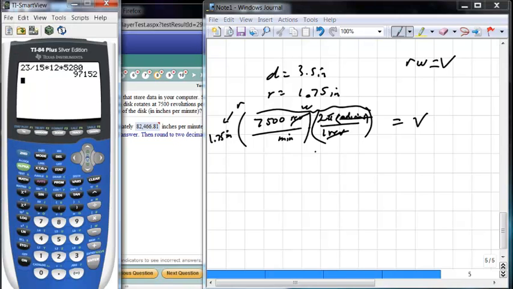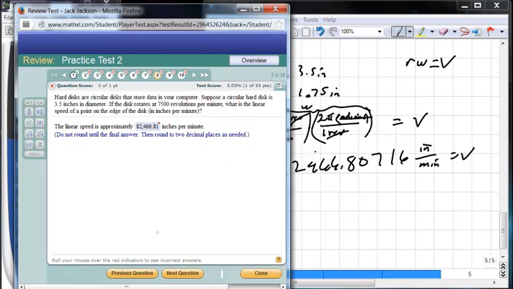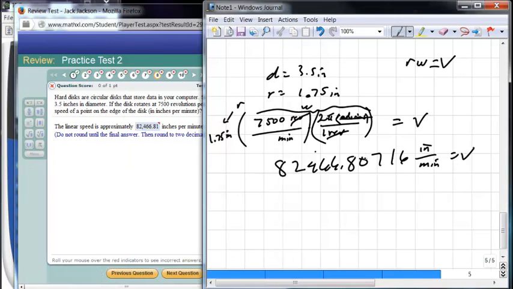So we just put this in, 1.75 times 7,500 times 2 times pi, and we get 82,466.80716 inches per minute for our velocity. It says to go to 2 decimal places, so we look at the next digit; that number's bigger than 5, so we add 1 there.